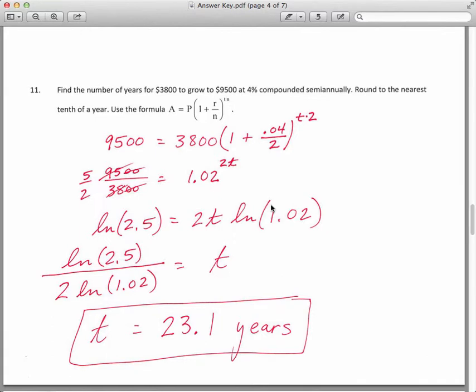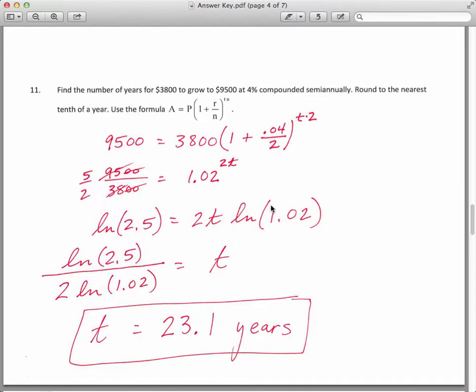Okay, in problem number 11, we're supposed to figure out the number of years, or the amount of time measured in years, in order for a starting balance of $3,800 to grow to $9,500 at 4% compounded semi-annually, round to the nearest tenth of a year.